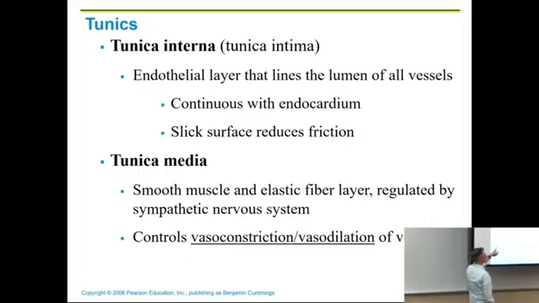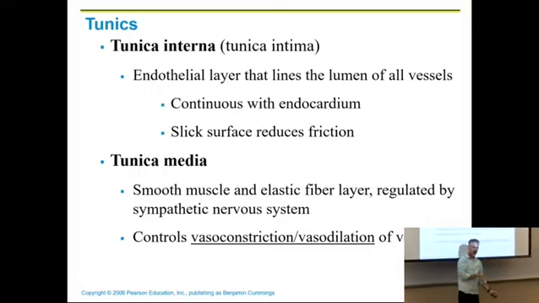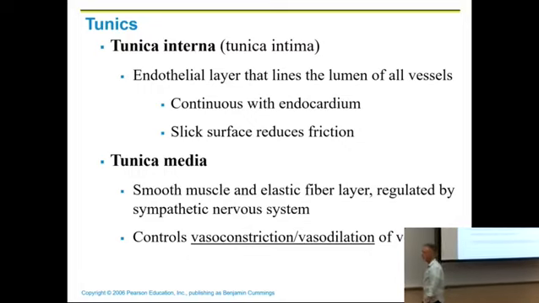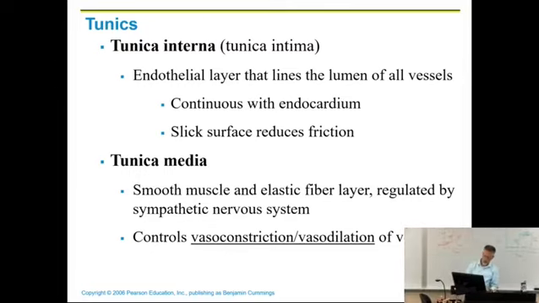Tunica media is our smooth muscle, but it also can have elastic fibers, more so in our arteries versus our veins, right? And because it's muscle, it's going to control vasoconstriction and vasodilation. Vaso, remember, means vessel, not vein, but vessel. So arteries and veins, any blood vessel that has that smooth muscle layer will be able to vasoconstrict and make the diameter smaller, inner diameter, or dilate and make it bigger. And that's going to affect blood flow and blood pressure, right?